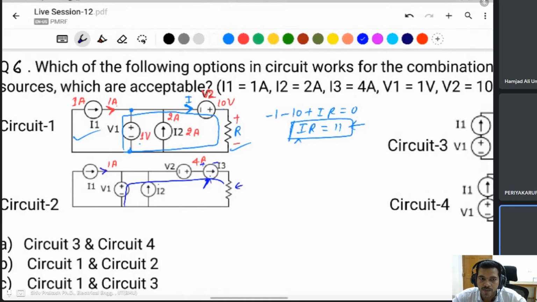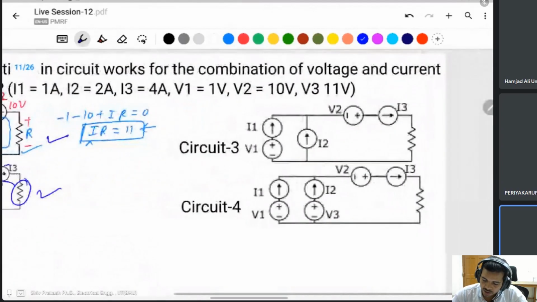If resistance is not mentioned, and the current source voltage is also not mentioned, then you can't say this is invalid. It may be valid, because it depends on the resistance only. That's why this will be acceptable. It is mentioned as acceptable. This can be acceptable if you choose the resistance value according to the circuit. Then this one is fine, the second is also fine. Then let's check the third one.